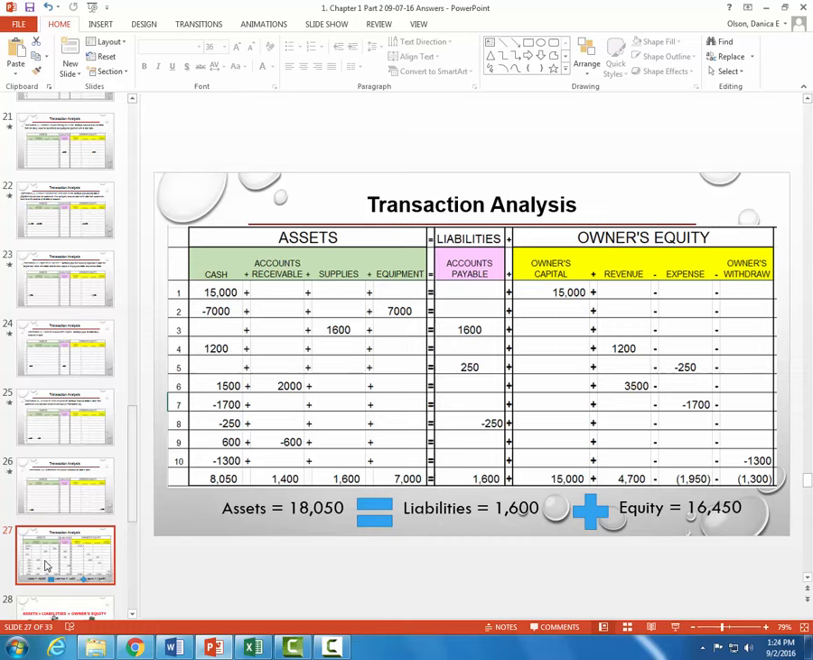If we take our assets, $18,050 is equal to our liabilities plus equity, $18,050.